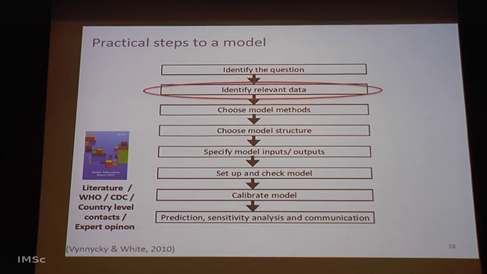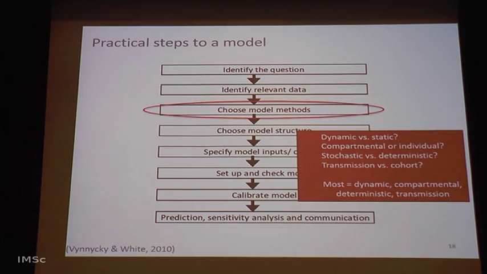There are many places that you can get this data from, and I refer a lot to the global TB reports that come out every year, which have a lot of information about the spread of TB. So then the third stage is choosing your modeling methods. We haven't talked about many of these things in the course, but you have some quite clear black and white decisions to make.